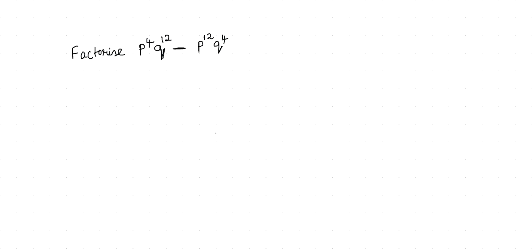Hi, this is Vanida. Here I'm going to explain how to factorize this problem: p to the power 4 into q to the power 12 minus p to the power 12 into q to the power 4. Before we start learning how to solve this, let us quickly review two things.